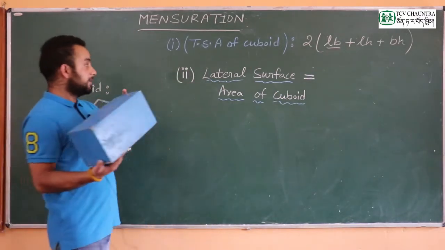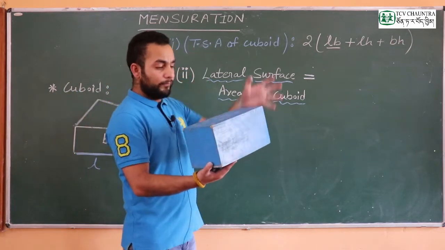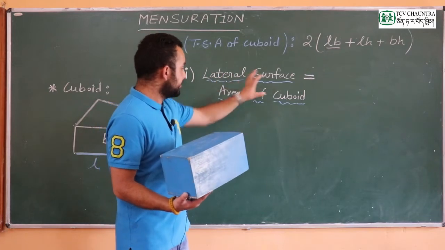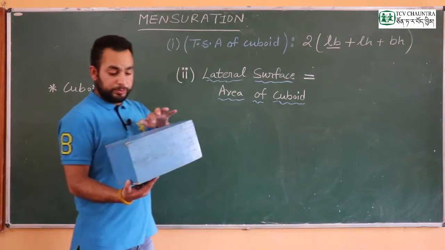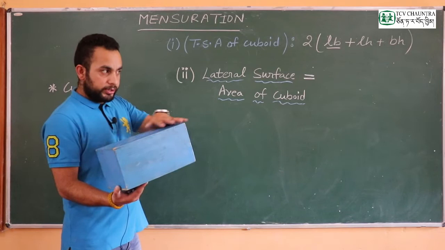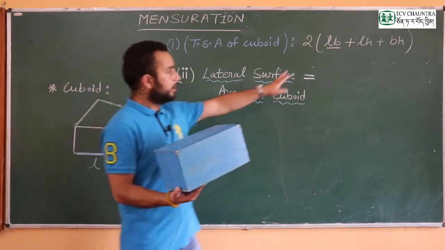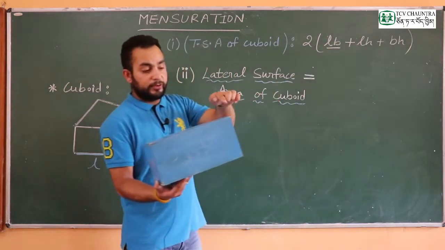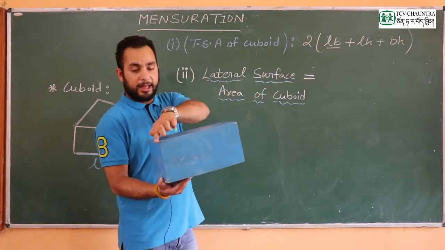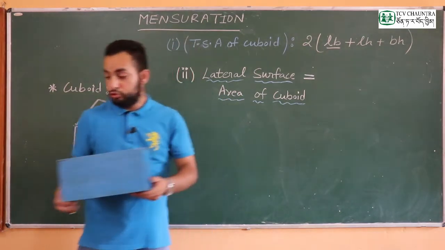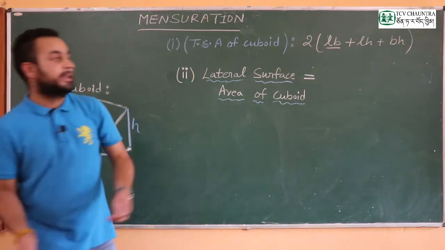This is the formula of the total surface area of that cuboid. But now we are going to find out the lateral surface area of the cuboid, which means we are not considering the top and the bottom of that figure. In the top we have a length and a breadth, similarly the bottom has length and breadth. So 2 times length and breadth we will neglect.